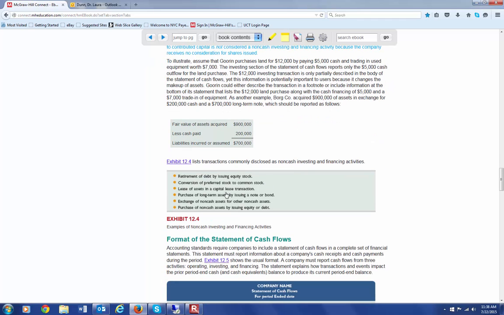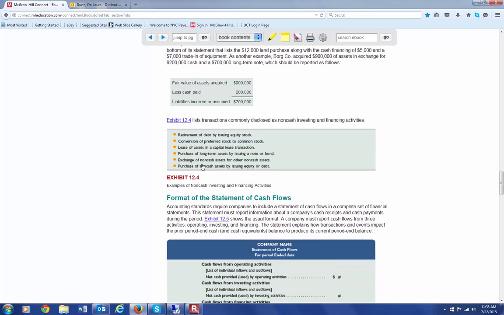They also give you a list of some transactions that are commonly considered to be non-cash investing or financing activities. So just keep in mind there can be activities that take place that involve investing or financing, but they don't involve cash, so they're not actually on the statement of cash flow other than as a disclosure.